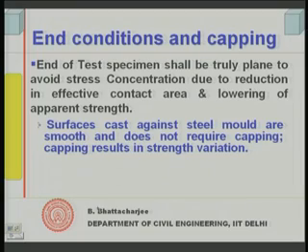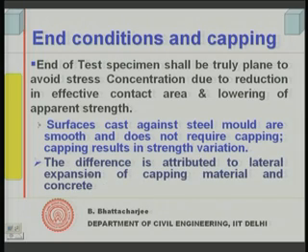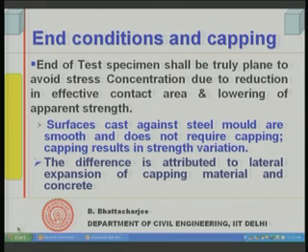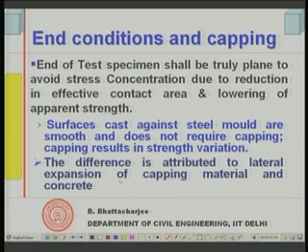So, therefore, what we have seen is that surfaces cast against a steel mold are smooth and do not require capping. Capping results in strength variation, that is what we are going to see now. The difference is attributed to lateral expansion of the capping material and concrete. Okay. We shall see that.